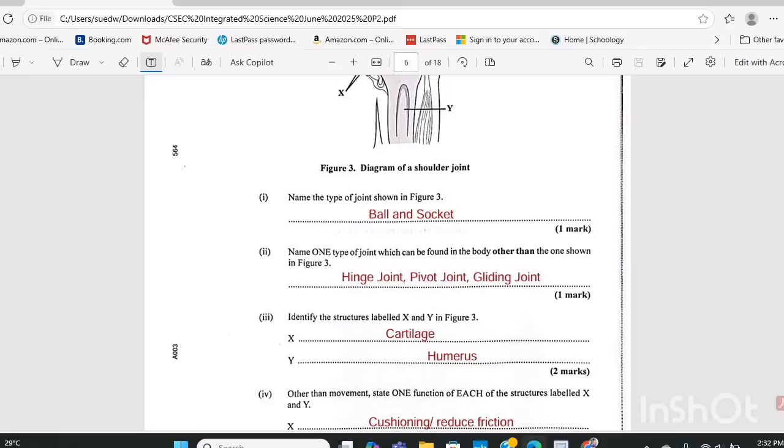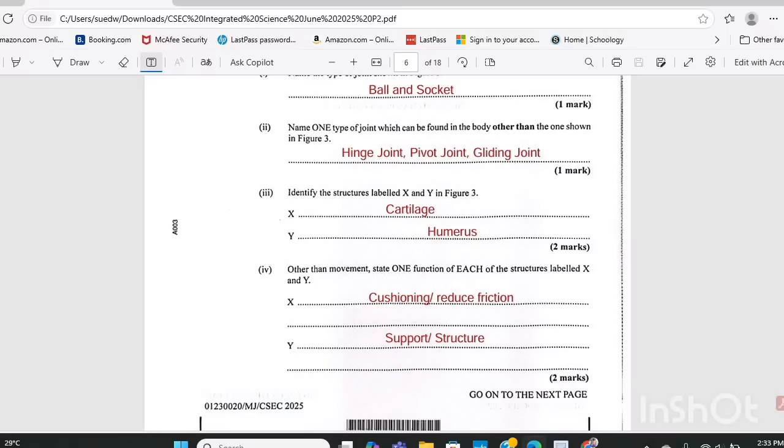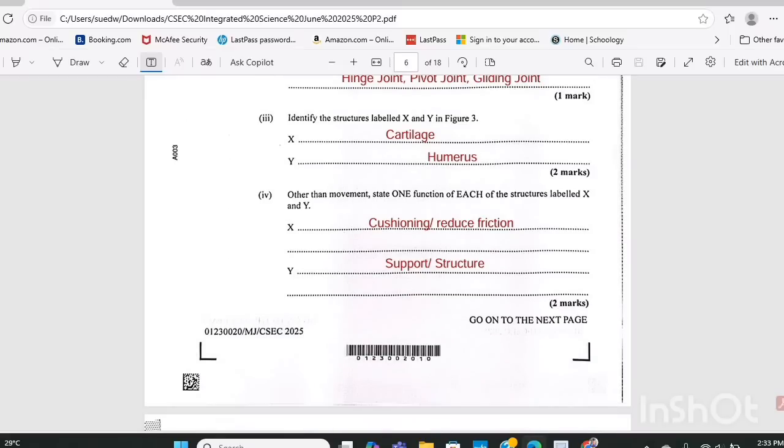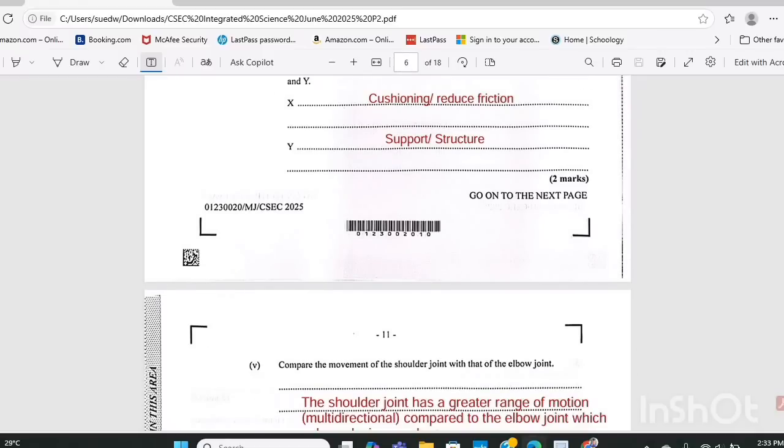So cartilage and the humerus. For X, the cartilage, it helps to cushion the bone so it doesn't rub against other bones, and it also helps to reduce friction. And Y is there for support and structure. And also another function that just popped into my head, because the humerus is a long bone, you could have the production of red blood cells and you would get your 1 mark. So that's 2 marks.